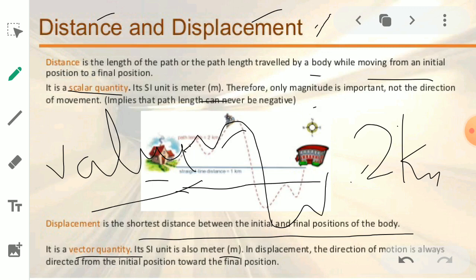Here the magnitude is important. Direction is not important in case of distance. But in case of displacement, the direction of the motion is always directed from the initial to the final position. It means in case of displacement, magnitude as well as direction both are important.